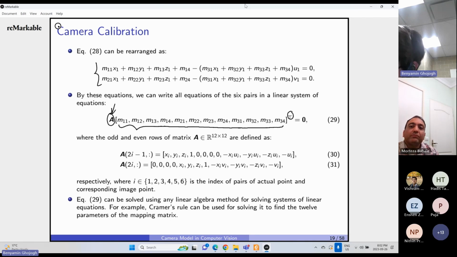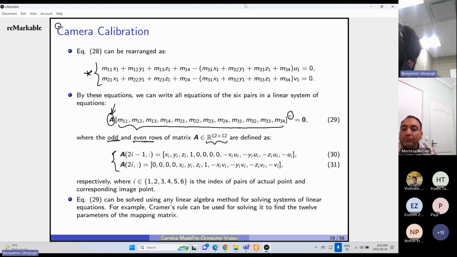So let's see what the elements of this matrix are. It is a 12 by 12 matrix because I have 12 unknowns. So these are odd rows and these are even rows. Why do I do this? For every pair, I have 2 rows of A. So consider one of the pairs.